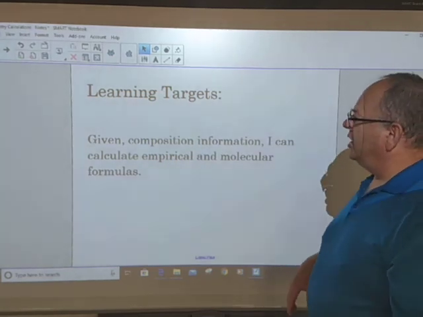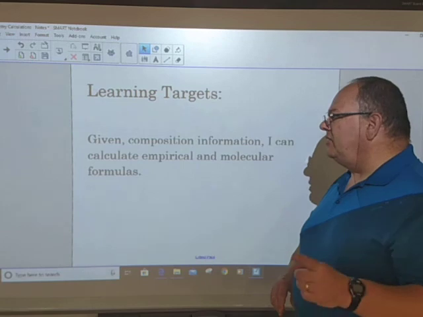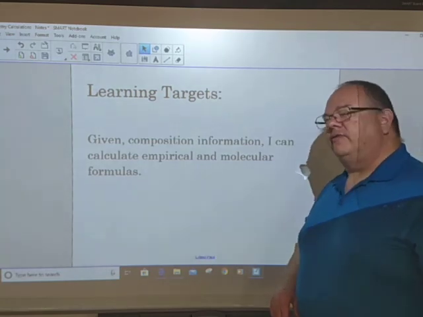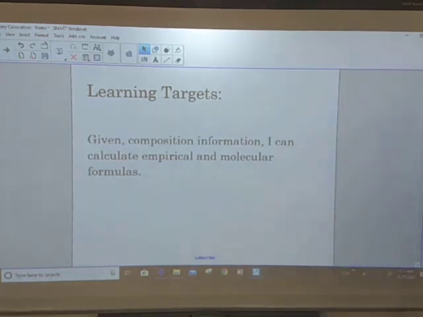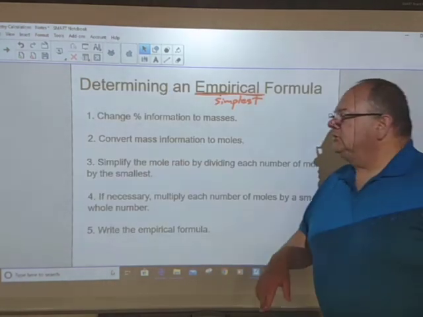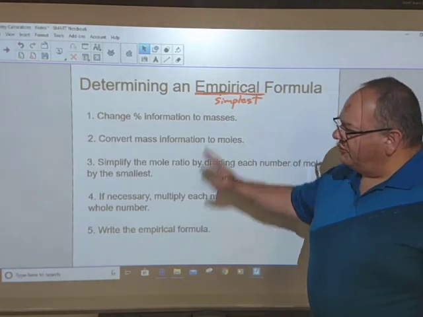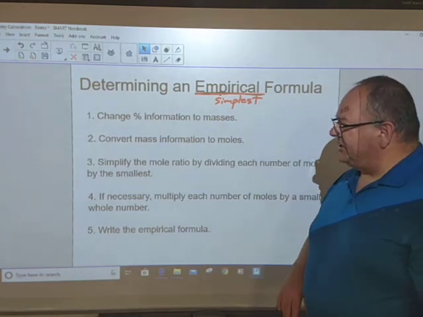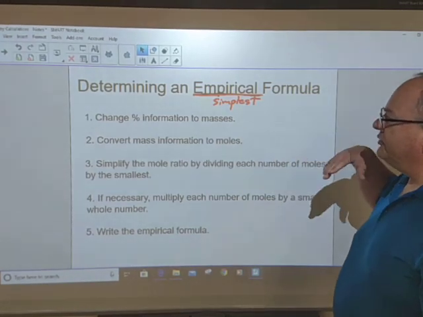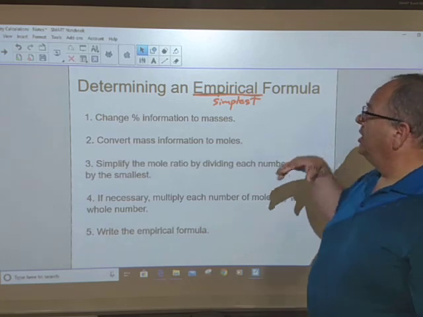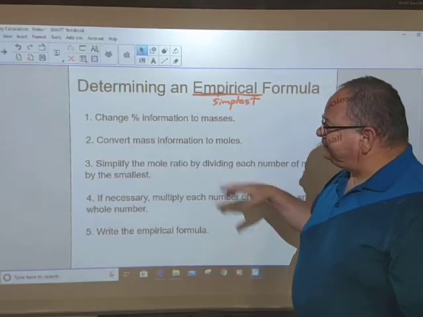Learning targets. Given composition information, I can calculate empirical and molecular formulas. So, why don't you go ahead, pause the video for a second, write down these basic steps. I'll read them through just in case you're having trouble seeing them. But this is determining empirical formula, which is another name for the simplest formula.